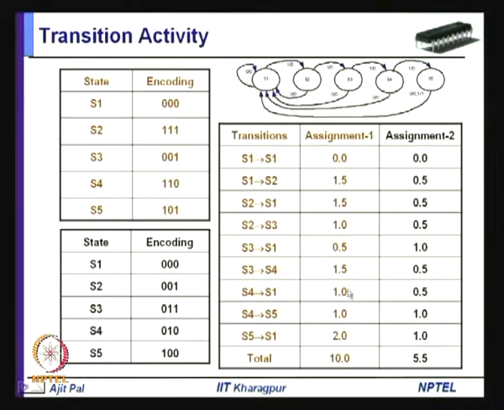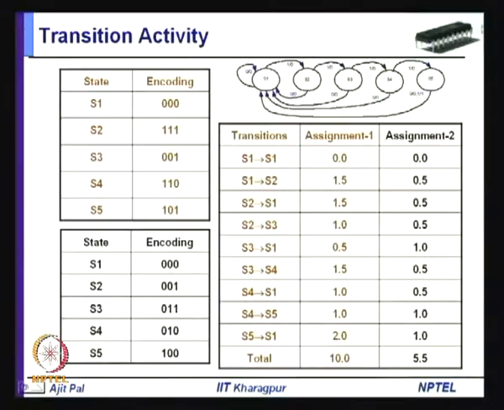And if we take the summation, we get gamma equal to 10 for the first assignment, and for the second assignment it is 5.5. So, obviously, this assignment 2 is superior. So, this illustrates that by doing a state assignment you can reduce the transition activity of a finite state machine.